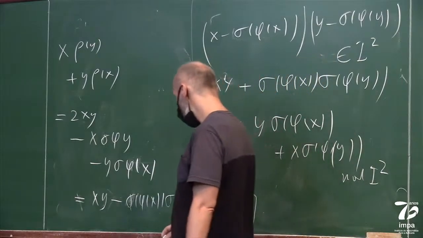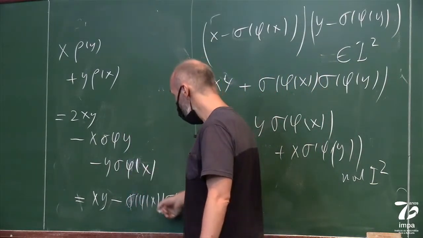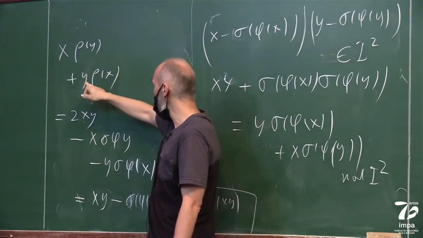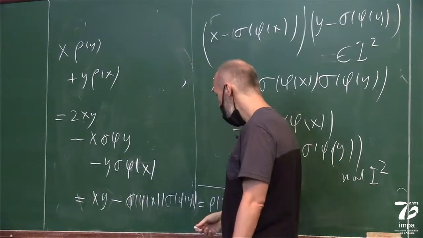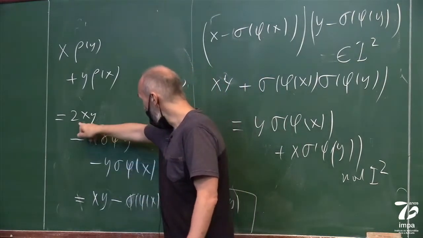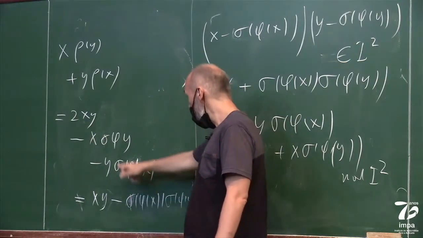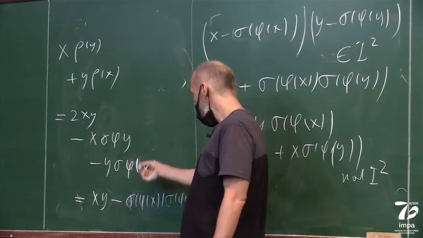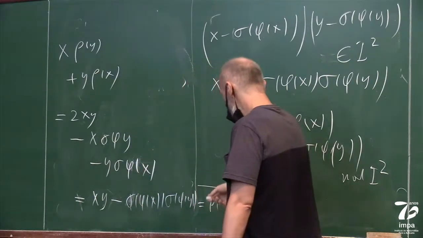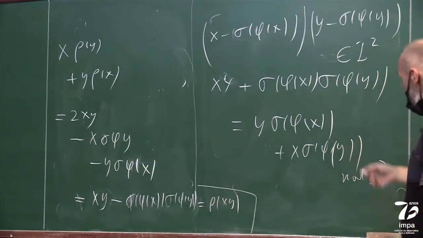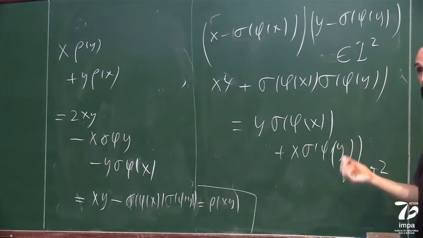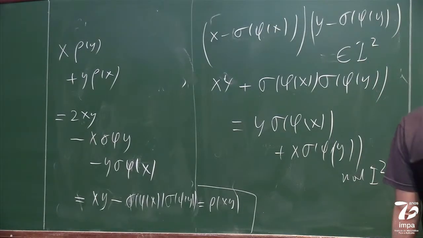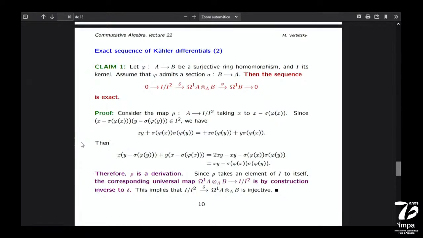So again, we want to check that this is equal to that, because this is rho of xy, and this is rho of x times y plus x times rho of y. So you put sigma to that term, and they cancel. I mean, xy and 2xy cancel, and then you put this here, and you obtain the 4-term relation, which should be 0, and it is 0 because it equals the 4-term relation which we already have. Okay, so this is a derivation.